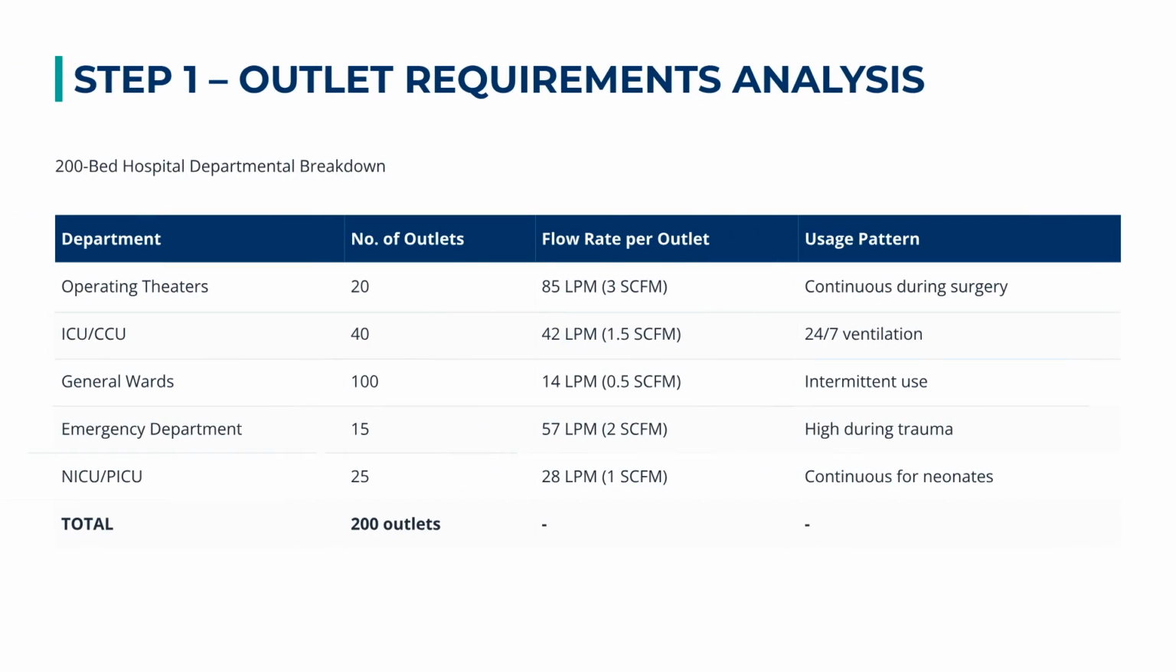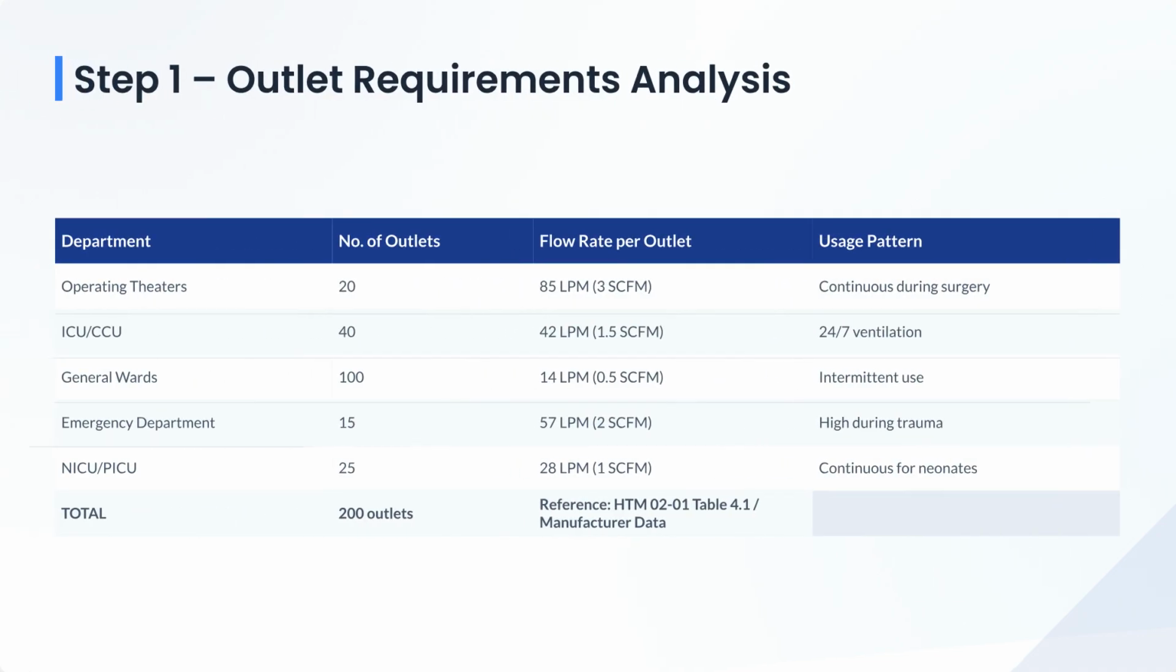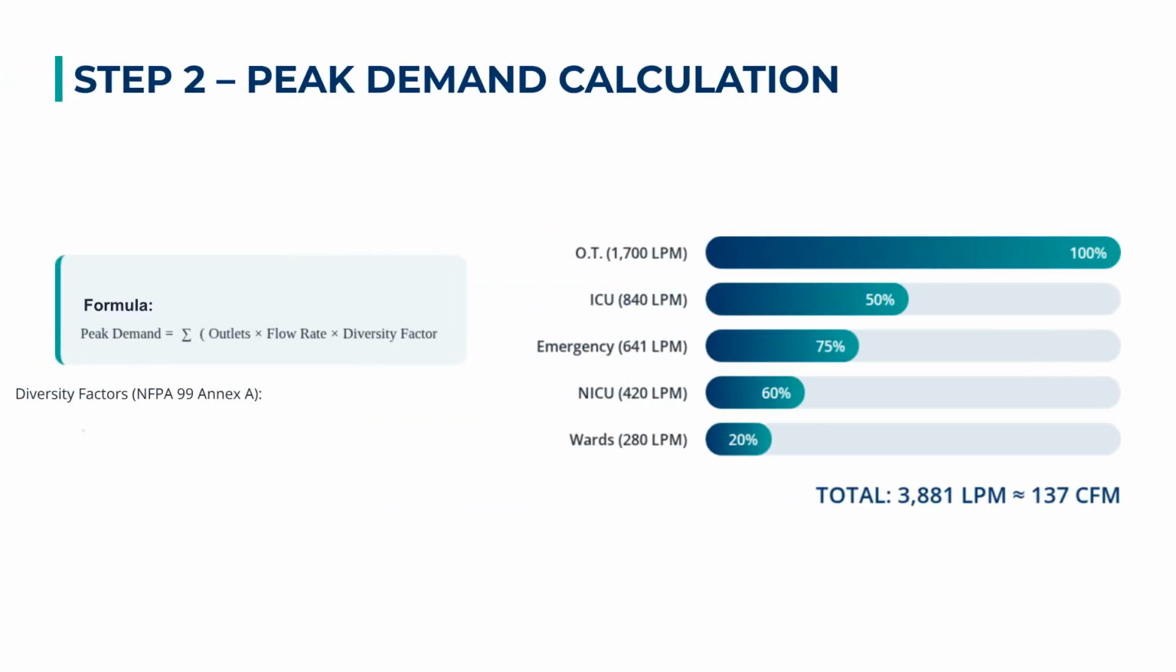Step 1 is the outlet requirements analysis. For a 200-bed hospital, we break down the number of outlets, required flow rate per outlet, and usage pattern for key departments, referencing HTM 02-01 data. The analysis shows 200 outlets across departments like operating theaters and general wards, each with specific flow rate demands for calculation. Step 2 is the peak demand calculation.